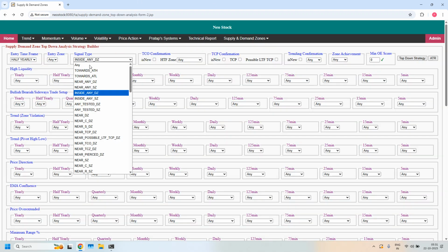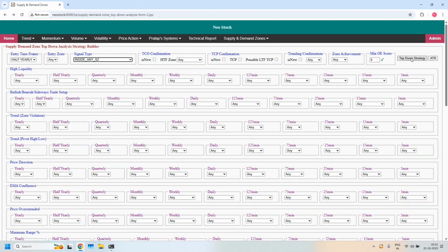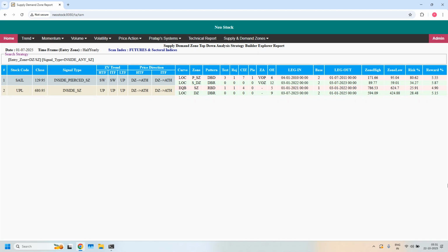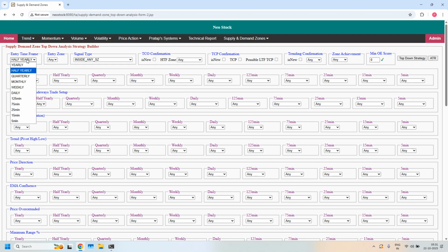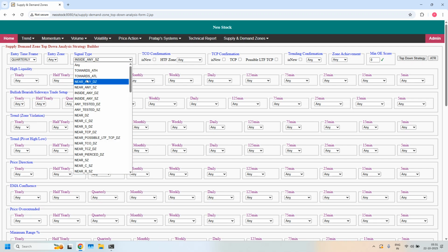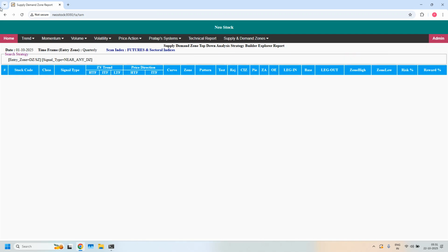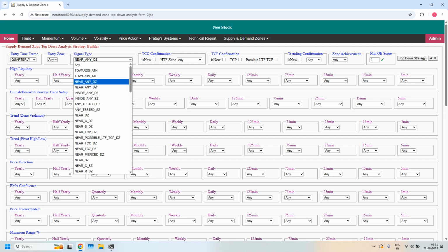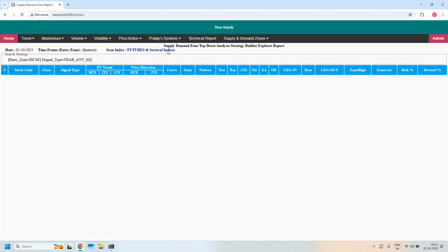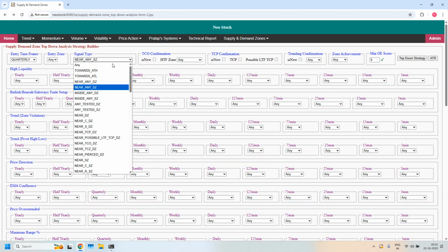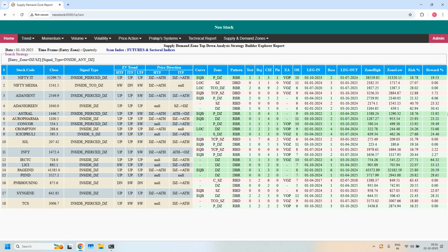Next, price closed inside half yearly supply zone, we got 2 stocks. Next time frame is quarterly. Stocks near quarterly demand zone, no stocks. Stocks near quarterly supply zone, also no stocks. Price closed inside the quarterly demand zone, we got 18 stocks.